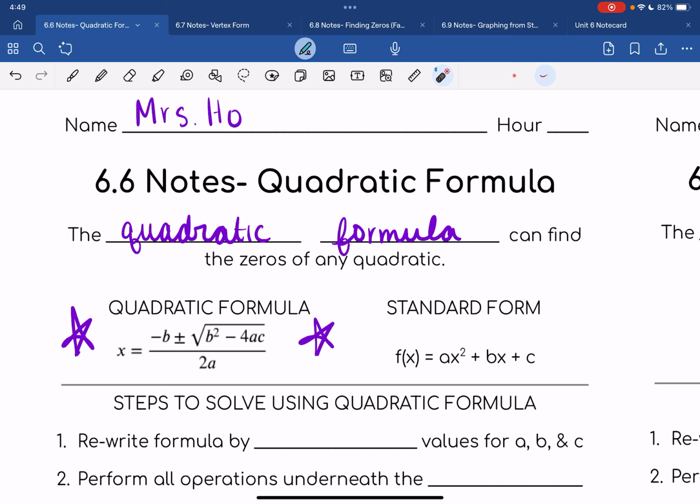Before we move on to steps and actually using the quadratic formula, because this is such a long formula, it's going to make your life a lot easier if you have it memorized. The easiest way to memorize it is the tune of Pop Goes the Weasel.